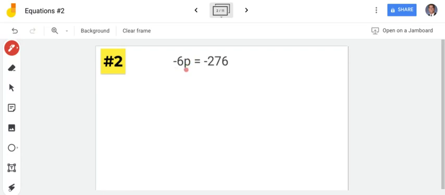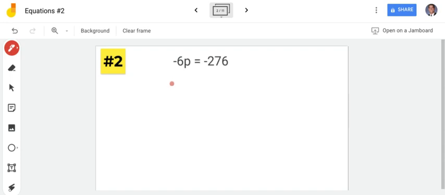So I have to undo whatever 6p means. Now, what does negative 6p mean? Well, I know that if I have a number written right next to a variable, that's understood to be multiplication. And so to get p by itself, I got to undo this multiplication. So how am I going to undo multiplication? What operation can I use? What's the opposite of multiplication? That would be division, right?